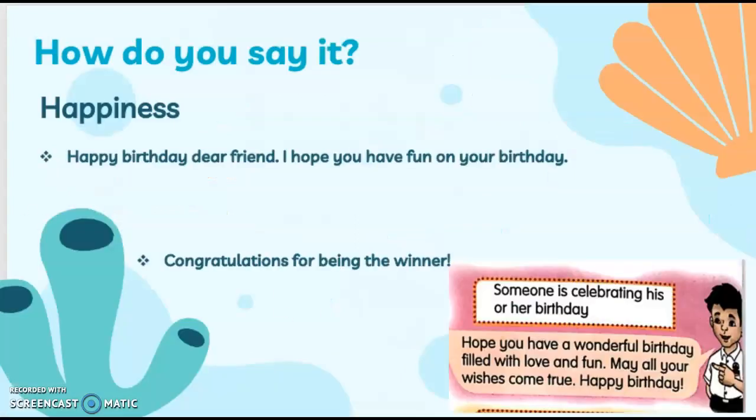So how? Now we are going to look at how do you say it? How do you do it? Okay, for example, for happiness. Happy birthday, my dear friend. I hope you have fun on your birthday. Or maybe you can just say congratulations for being the winner. So this sentence is applicable to those who have won any competition or any race, for example.